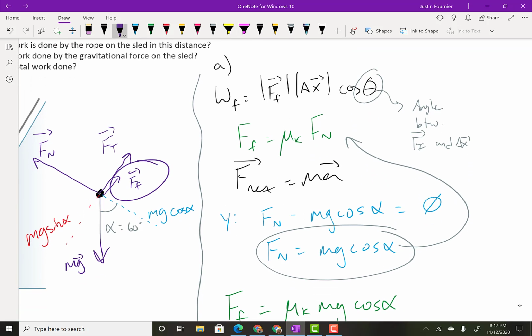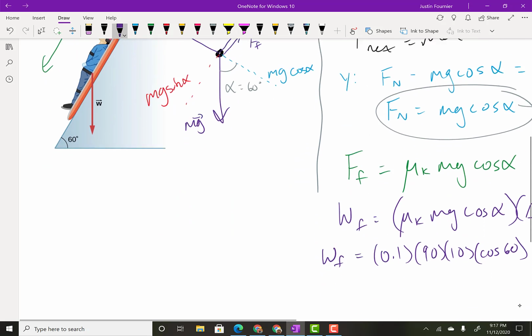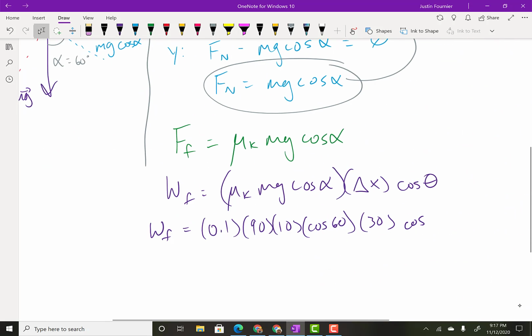Cosine of, what's the angle between, so let's see. The frictional force is pointing this way, and the displacement is pointing this way. So if I pitted those two against one another, I would get an angle of 180 degrees because they're both pointing in opposite directions. So that means this is going to be cosine of 180. So the work done by the frictional force then is, oh, I gotta get my phone.